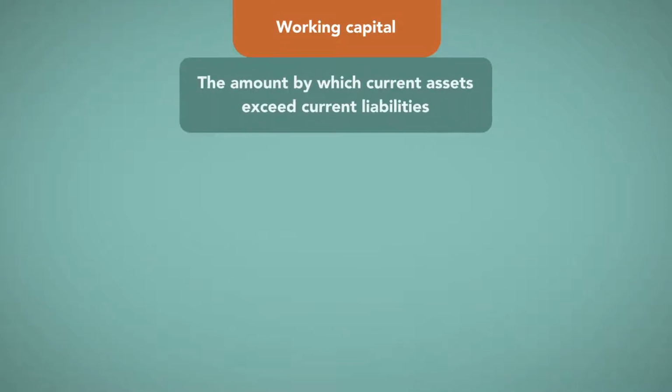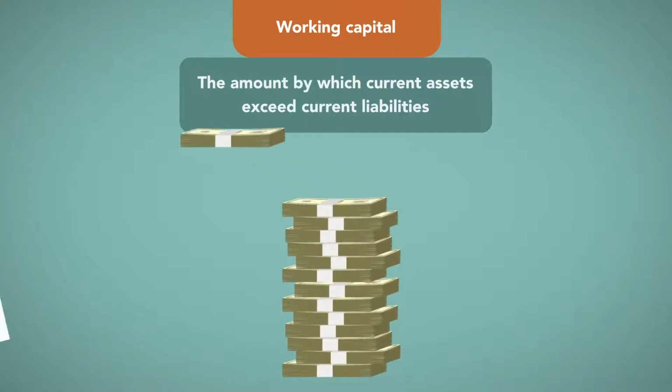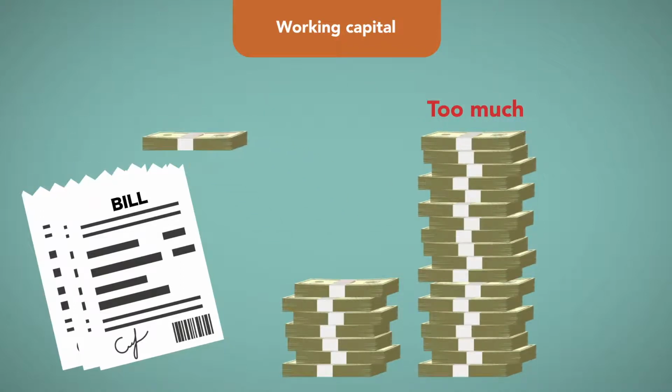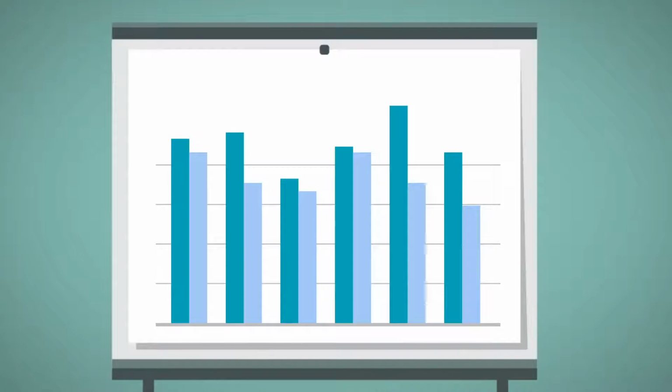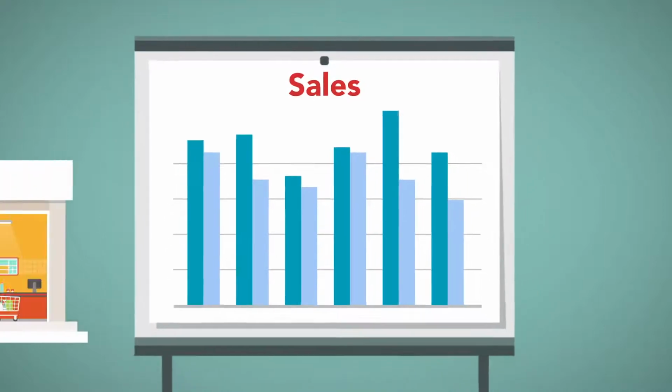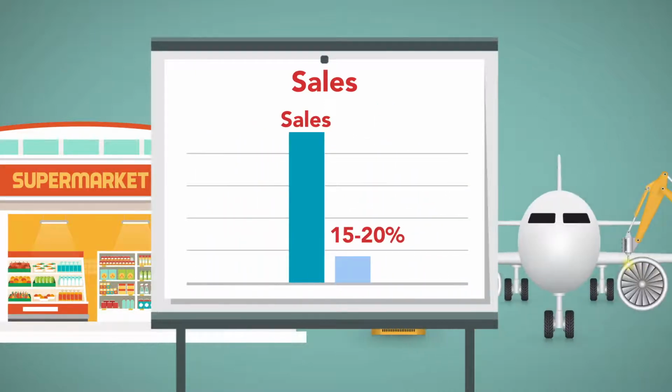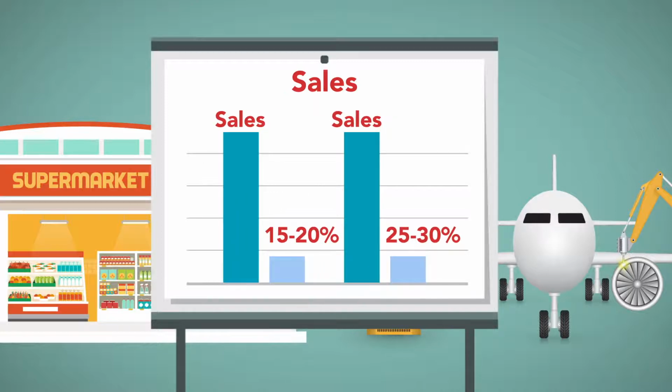Another measure of financial health is called working capital, which is the amount by which current assets exceed current liabilities. It's a measure that indicates how well a business can pay its debts as they come due. Too much working capital may indicate a business is not properly investing its available capital, while too little working capital can indicate an inability to meet its expenses and credit obligations. An ideal working capital amount can be derived by comparing the amount to another metric, such as sales, and is normally industry-specific. For example, a supermarket's optimal working capital may be 15 to 20% of sales, while an airplane manufacturer may be 25 to 30% of sales.